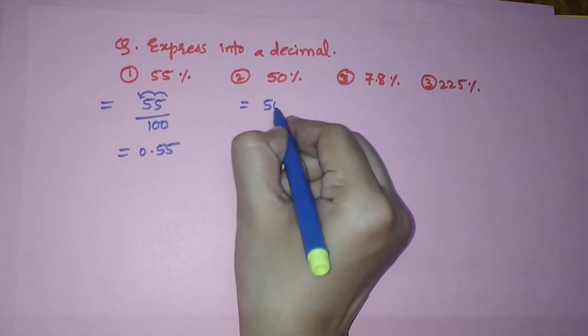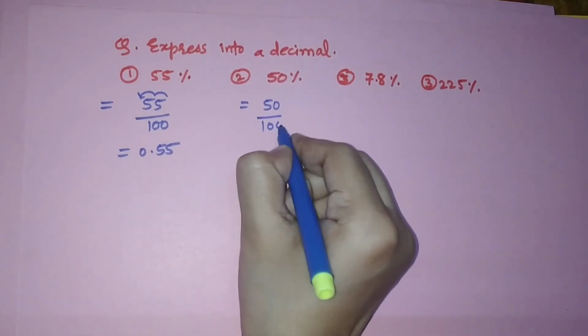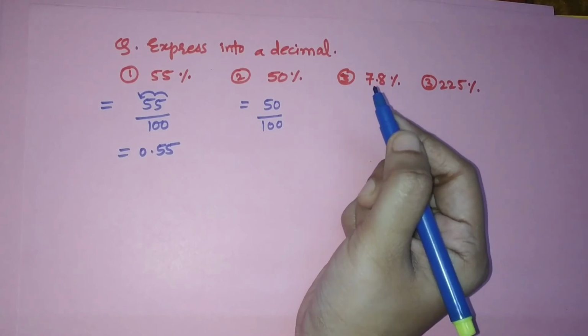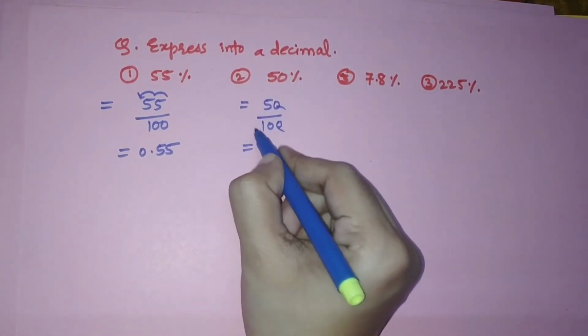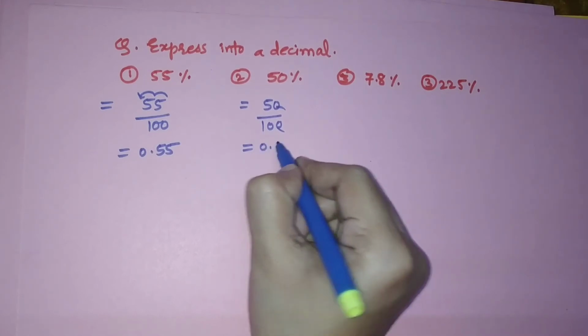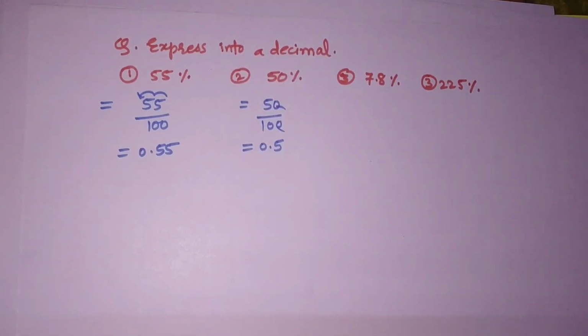Next, again 50% is there. So 50 upon 100 you will write. So this 0 you can cut here. Now afterwards you will give a point. It will become 0.5. 0.5 is nothing but 5 by 10.